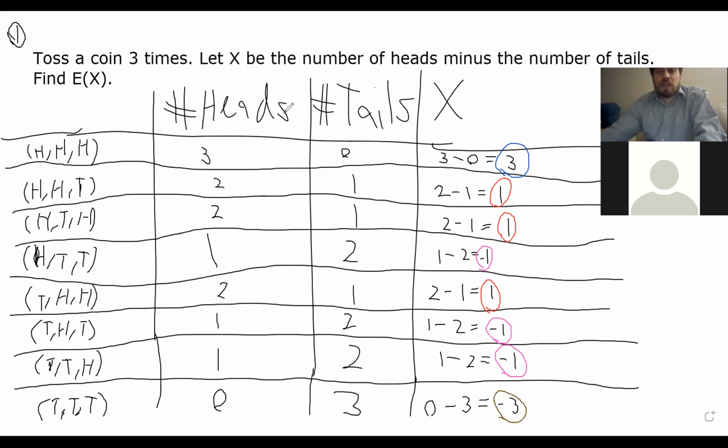Okay, and so the goal is to find the expected value of X, find E of X. To find E of X, we're just going to take the sum of products, where each product is a value of X times its probability.